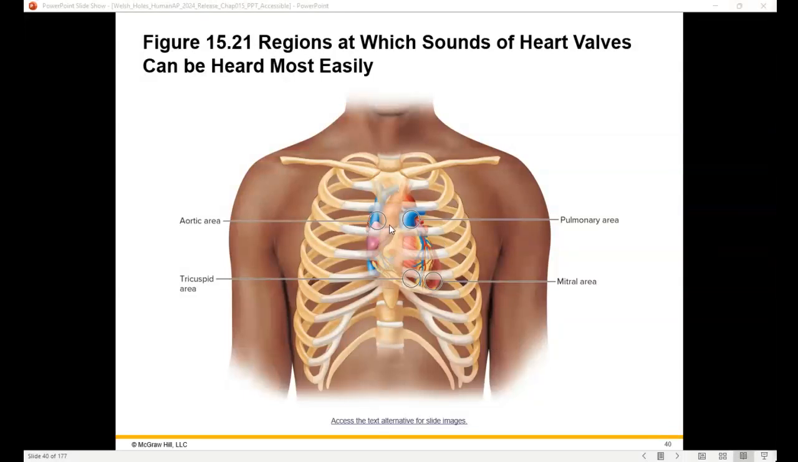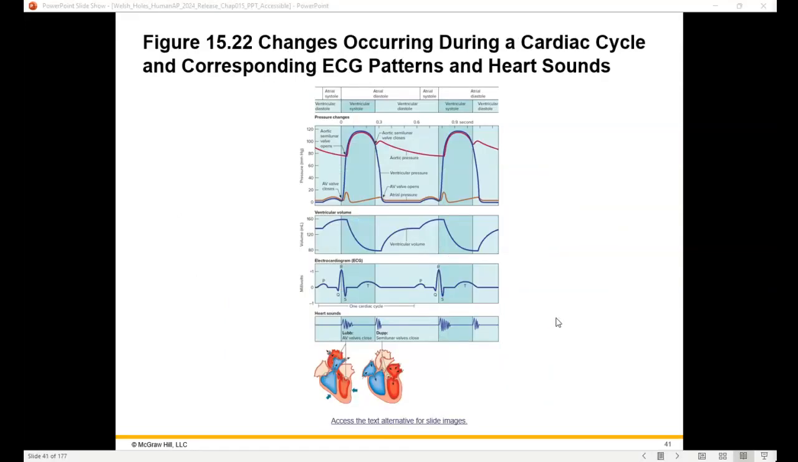Okay, here it shows the aortic areas and the pulmonary areas, and then the tricuspid area and the mitral area. So where you put the stethoscope can tell you specifically about what's going on in those areas. Okay, this is another good graphic that correlates what's going on with each of the waves and what's contracting at each of those times. Again, some of the animations I provided to you will help understand this.